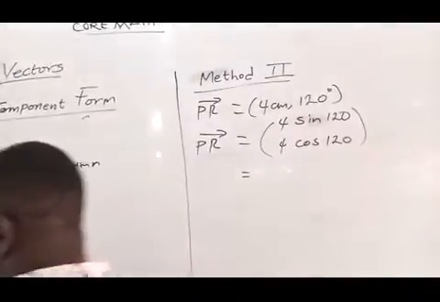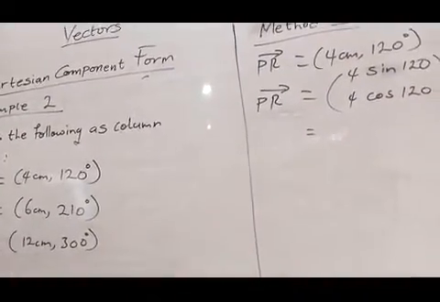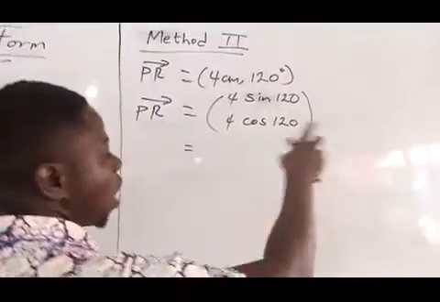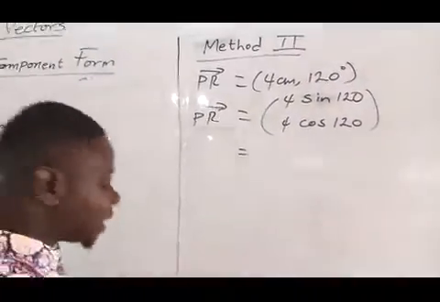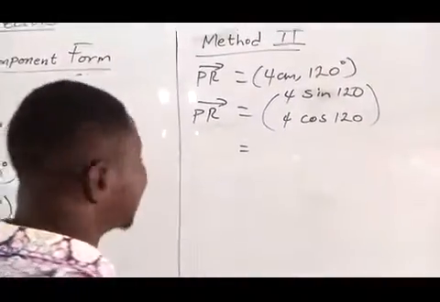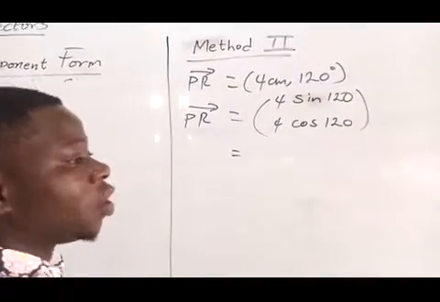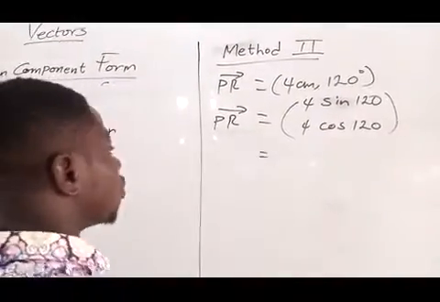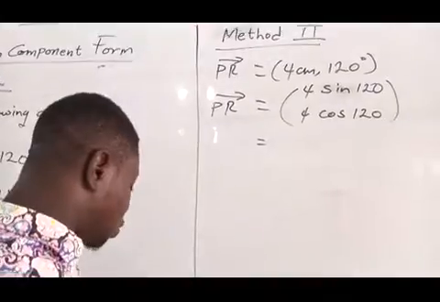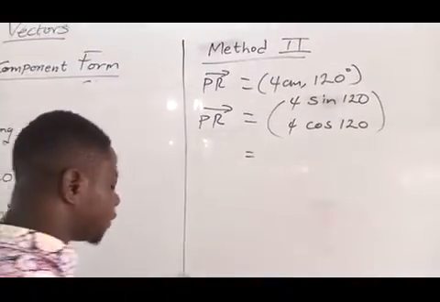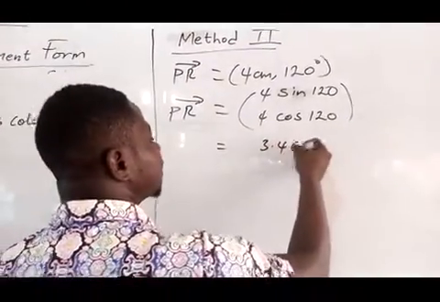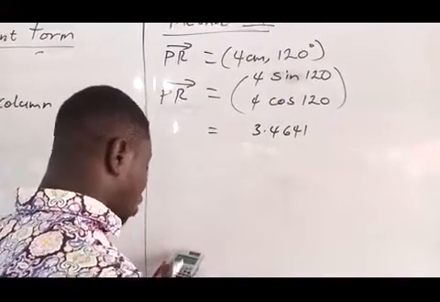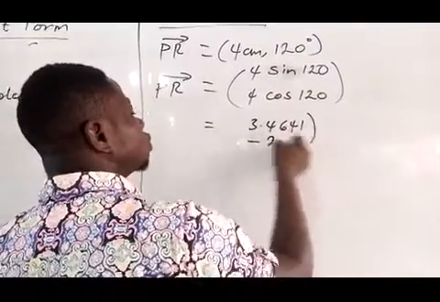Now in this case, you don't need to take note of the all-silly-tomcat thing, the quadrants and their signs. Automatically the answer you'll be getting from the calculator will have the original sign that it has to be with. So in this case, 4 sine 120 gives us 3.4641. And then 4 cos 120 also gives us -2, straightforward.